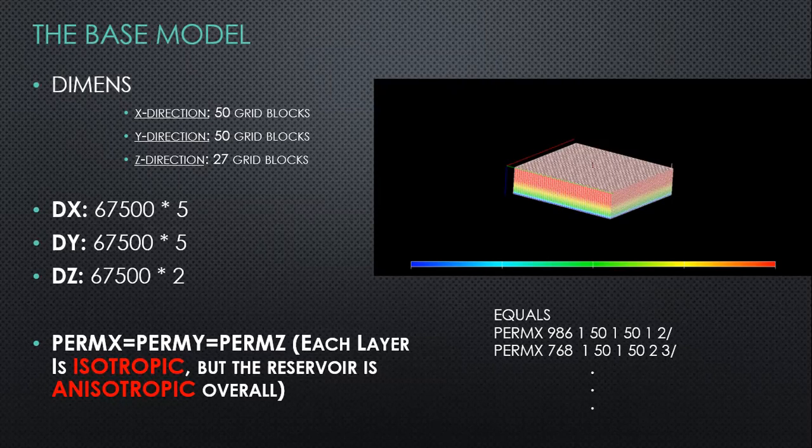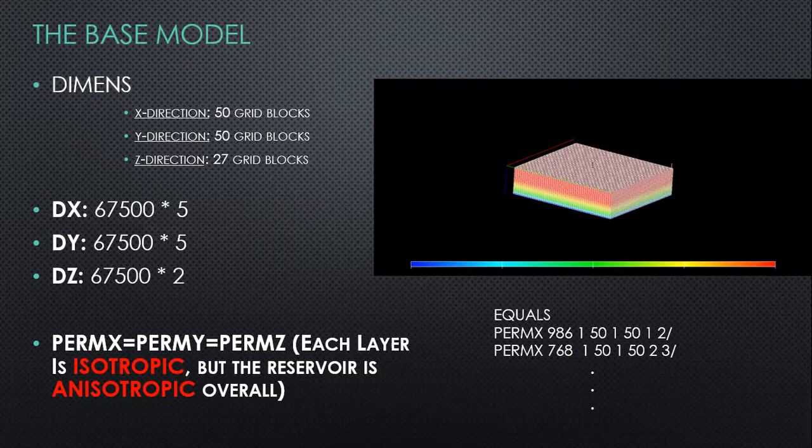The essential keywords used in this section are DX, DY, DZ. They represent the grid block sizes in X, Y, and Z directions. It is illustrated as the total number of cells multiplied by the size or thickness of each cell in each of the X, Y, and Z directions.